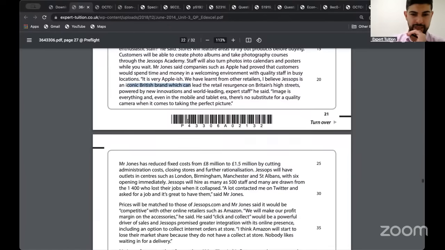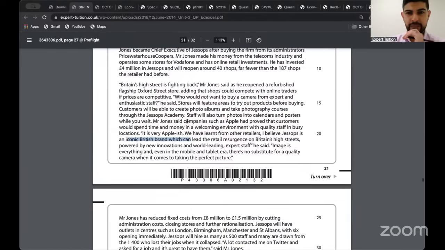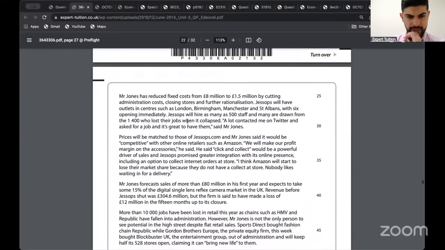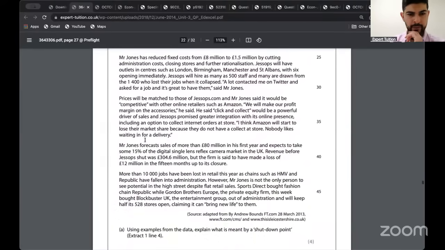Other things that it says in the extract: it says they're expected to take 15% of the single lens reflex market. Where is that in the extract? I haven't seen this extract for a while, so I'm just doing this from memory. Oh, there we go. They're expected to take 15% of the digital single lens reflex market.